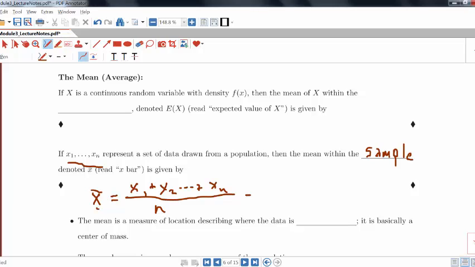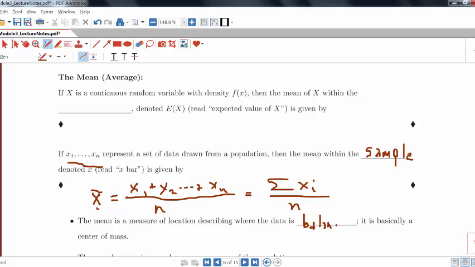And to write this more compactly, often you'll just see the sum of xi from i equals 1 to n divided by n. So if you believe that, which I'm sure you do, that's just the mean of a sample. It's kind of the balancing point. The mean is a measure describing where the data is balanced, right?